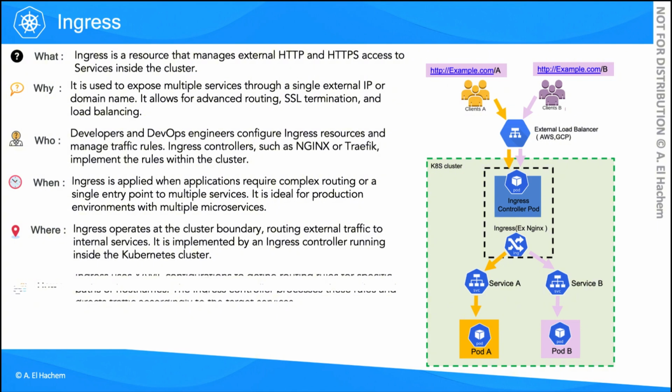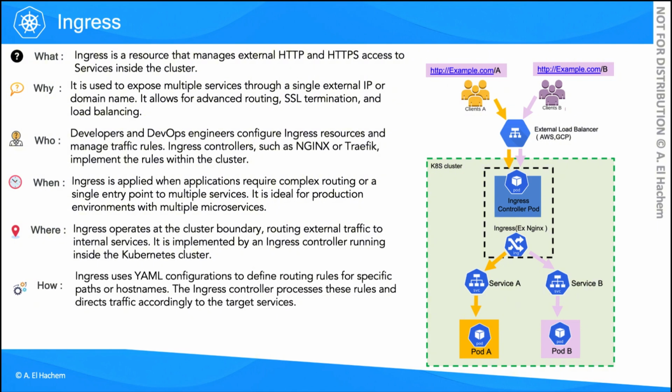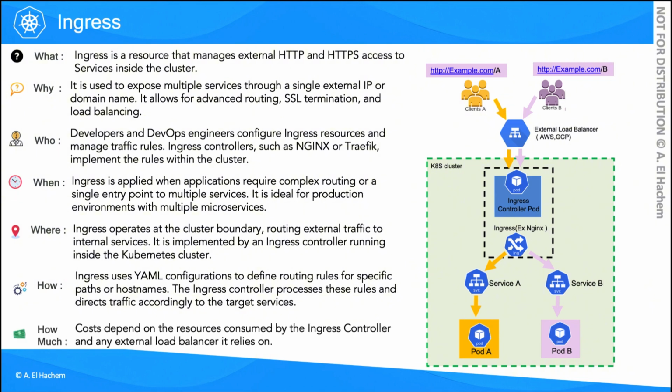How is it created? Ingress uses YAML configurations to define routing rules for specific paths or host names. The Ingress controller processes these rules and directs traffic accordingly to the target services. How much does it cost? Costs depend on the resources consumed by the Ingress controller and any external load balancer it relies on.